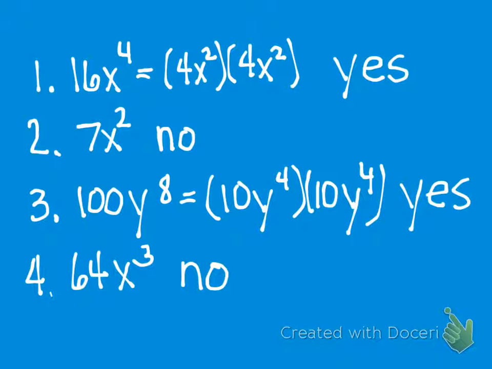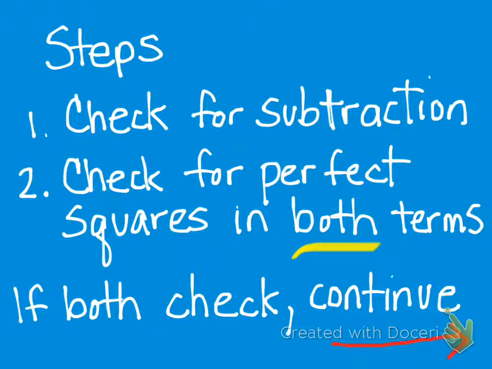In the fourth example, it's not a perfect square. 64 gives you 8 times 8, but you can't break up x to the 3rd with a variable raised to the same exact power in both factors.